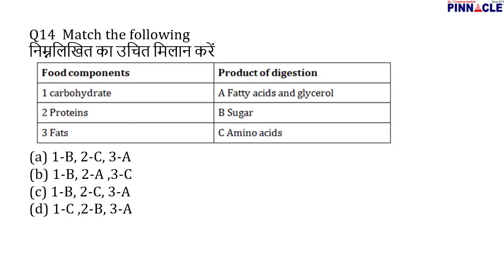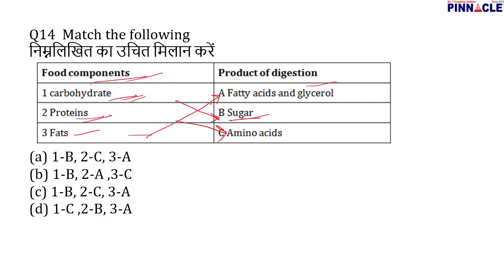Moving to question number 14, we have match the following. We have been given the 3 food components, carbohydrates, proteins and fats, and then the products of their digestion. Carbohydrates get digested into what, protein gets digested into what? We know that carbohydrates are basically made up of sugar, so whenever carbohydrates are digested, they will be converted into sugar. So for this, B, sugar, is the correct option. Proteins are made up of a large number of amino acids, so they will be digested into amino acids, while fats are made up of fatty acids. So for 3, A is the correct option.